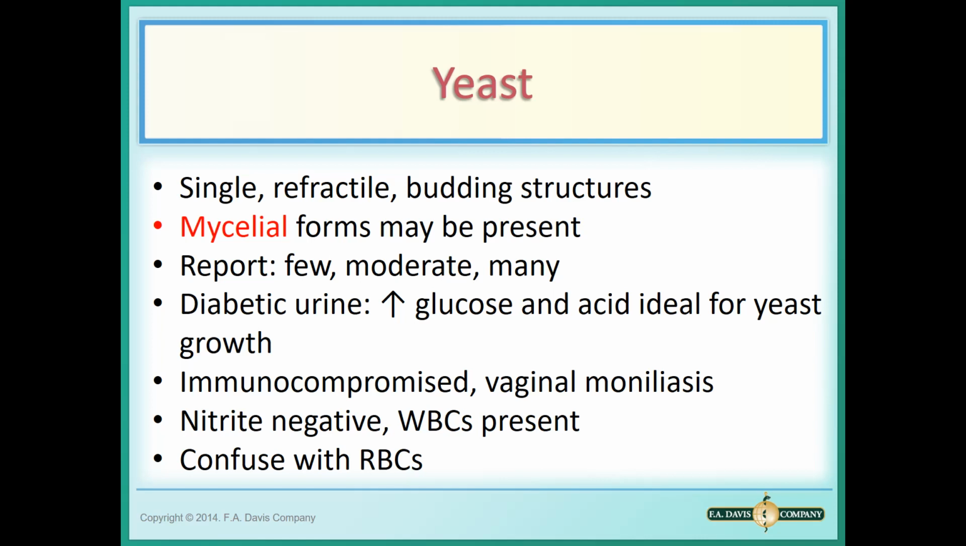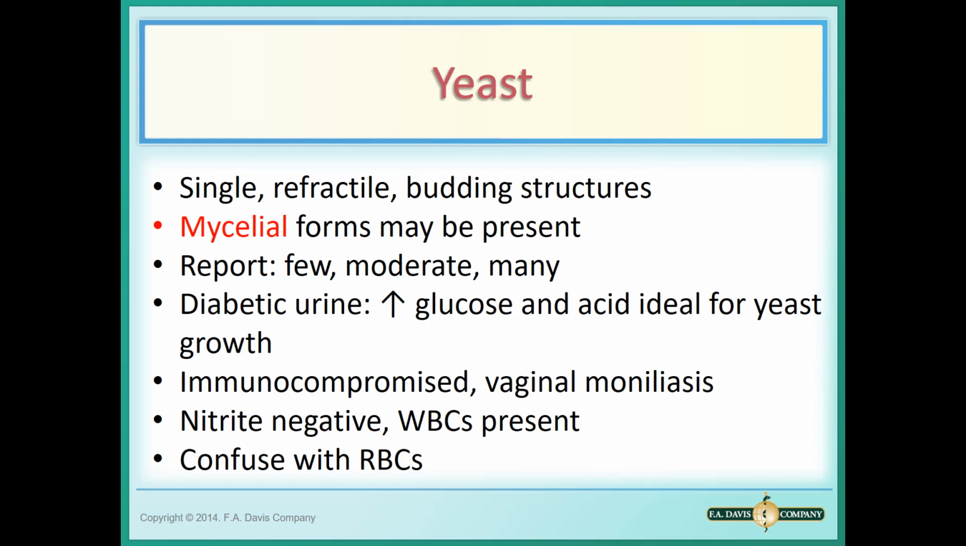And so that's why, if the dipstick is negative for everything except glucose, or if you're in a diabetic clinic, they may do a microscopic on everything because they're looking to see if there's a yeast or bacterial growth there because of the sugar that flows into the urine. We also see it in patients that are immunocompromised or have other vaginal infections. We're not going to see nitrites, but we may see white cells.